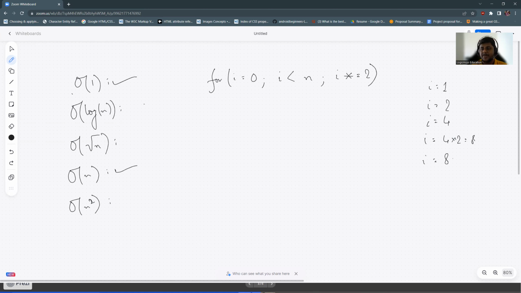In the next iteration, it becomes 8 cross 2 equals 16, and so on and so forth. So here, I'm just printing i. Okay. So what should be the time complexity of this? Now, let's dry run this algorithm.